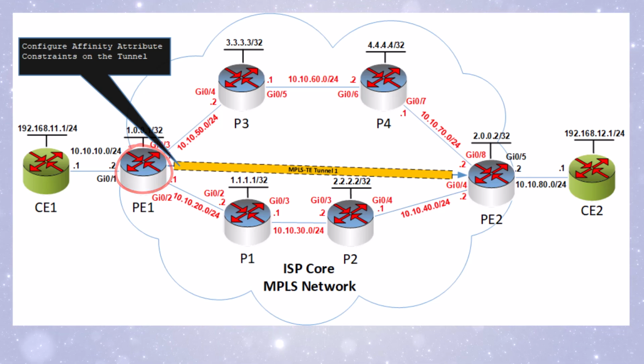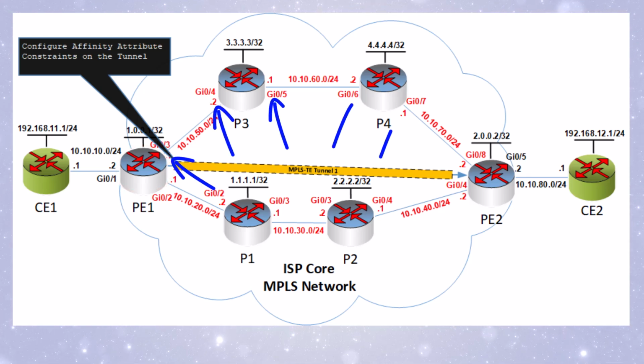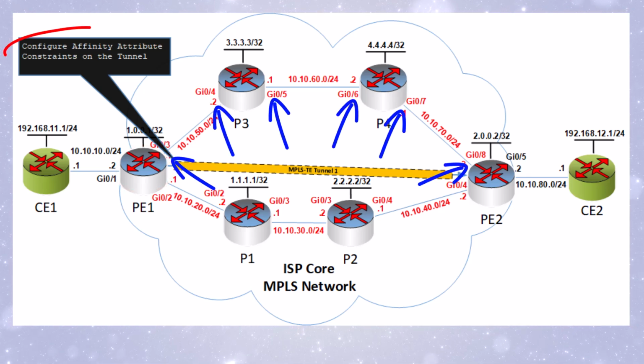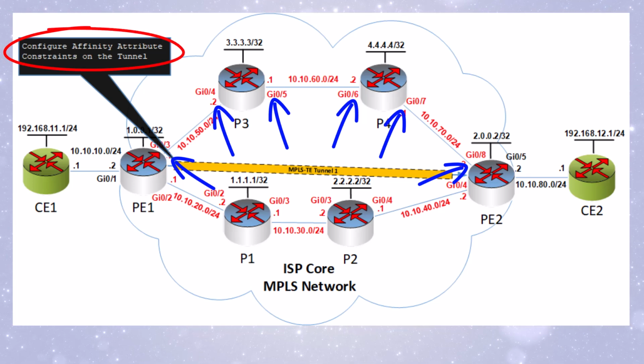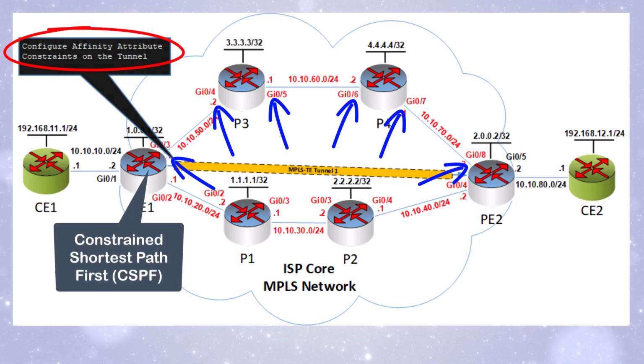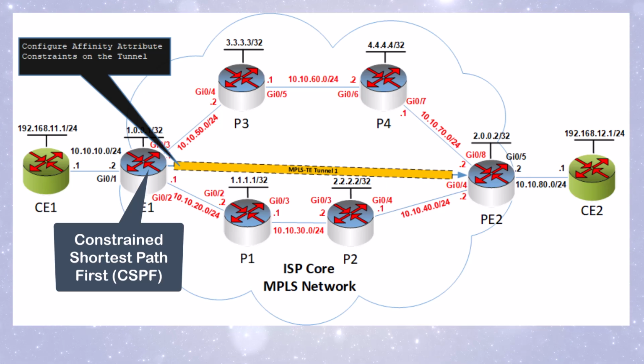Based on the affinity flags configured on all the links within the topology, and based on the affinity constraints set on our tunnel, our constrained shortest path first algorithm will determine what path the tunnel will take. Now remember, CSPF is the algorithm that's used by the underlying IGP, that is, OSPF-TE in our case, to determine the path of the LSP. And it uses the configured affinity attributes as part of the SPF algorithm.